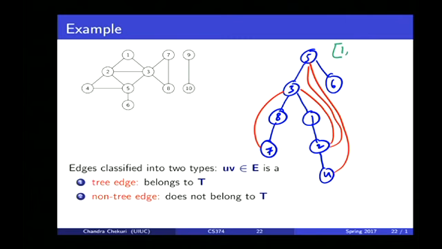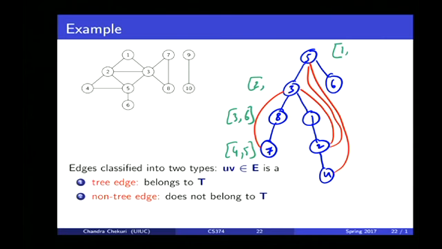And then I go to 3. Time becomes 2, so its pre-visit time becomes 2. Then I go down to 8, its time becomes 3, I go down to 7, its time becomes 4, and now 7 doesn't discover anything and finishes its call. So when it finishes, I increment the time and its post-visit time is 5. Then I go back up to 8, I have nothing more to do, so its post-visit time will be 6.